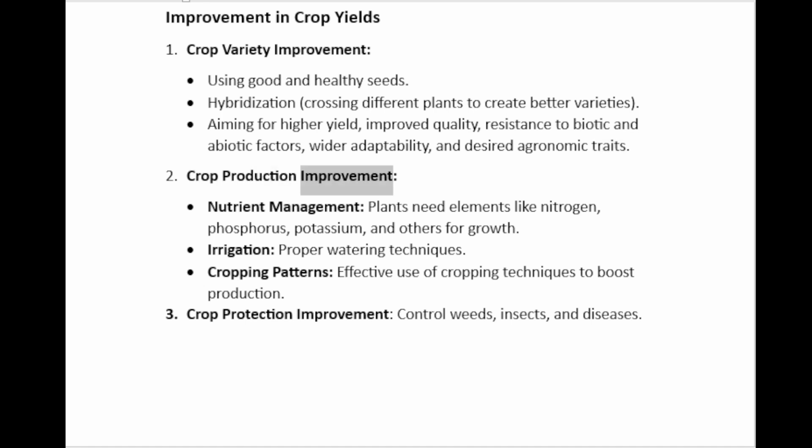Crop production improvement. Nutrient management: plants need elements like nitrogen, phosphorus, potassium, and others for growth. Irrigation, proper watering techniques. Cropping patterns, effective use of cropping techniques to boost production. Crop protection improvement, control weeds, insects, and diseases.